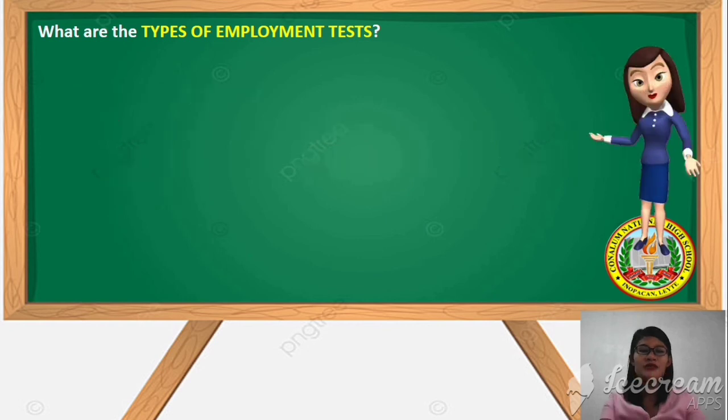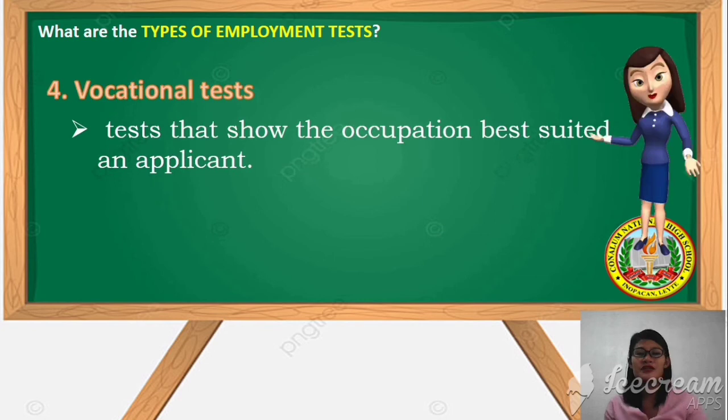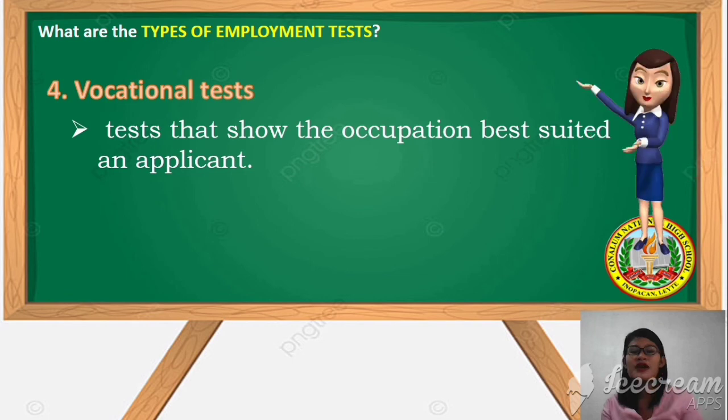Number 4, vocational test. Tests that show the occupation best suited to an applicant. So this is a kind of test wherein the applicant is shown what you are really suitable for. Okay, so that is vocational test. Because there are applicants thinking that they want this kind of job, yet they are not suitable for that. So the vocational test is used to know what particular kind of job or where your skills fit, to the kind of job you should go into. So that is vocational tests.